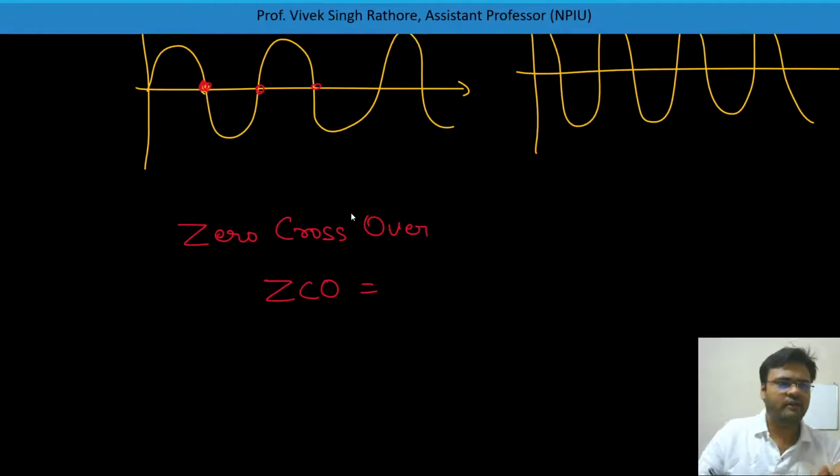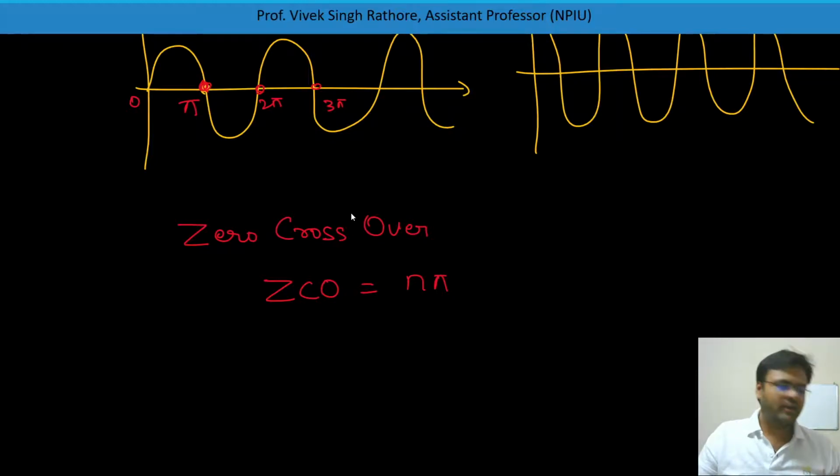So here, if you see sine signals, they are always crossing 0. Here this value is 0, pi, and this is 2 pi, 3 pi. So for a sine signal, the zero crossovers are n pi.